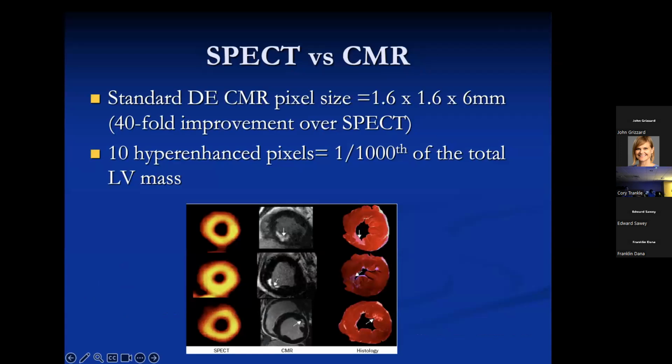The other thing is that our spatial resolution is 40 times better than SPECT imaging, so it's not a shock that it's easier to see infarcts.